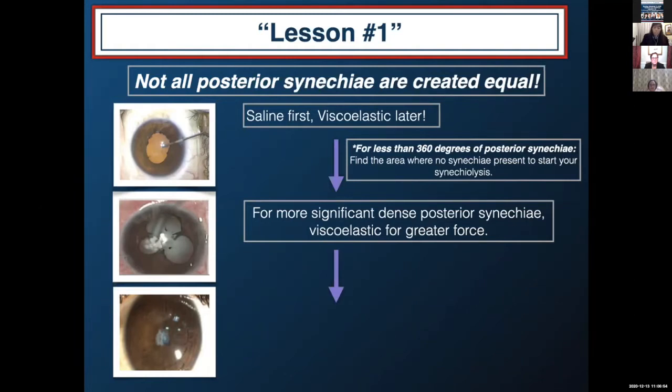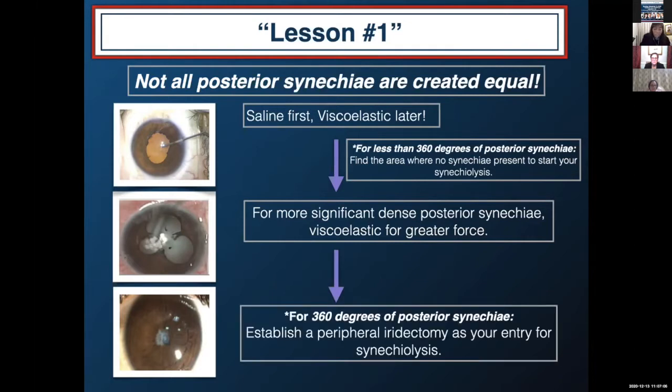And remember, for less than 360 degrees, find the area where there is no synechiae and go in to start your synechiolysis. Now, if you have 360 degrees of posterior synechiae, you have to note, is there already an opening in the iris or not? If there is a peripheral opening already in place, then you can go in that way, inject viscoelastic, and establish your synechiolysis that way. Otherwise, you can establish a new peripheral iridectomy.